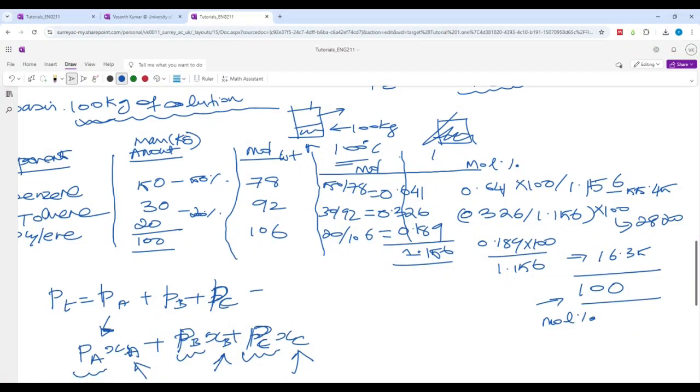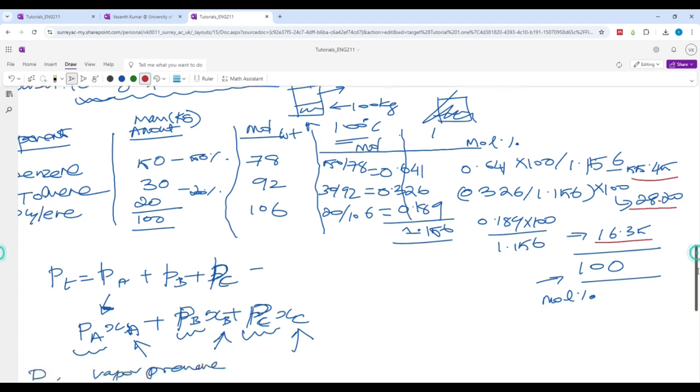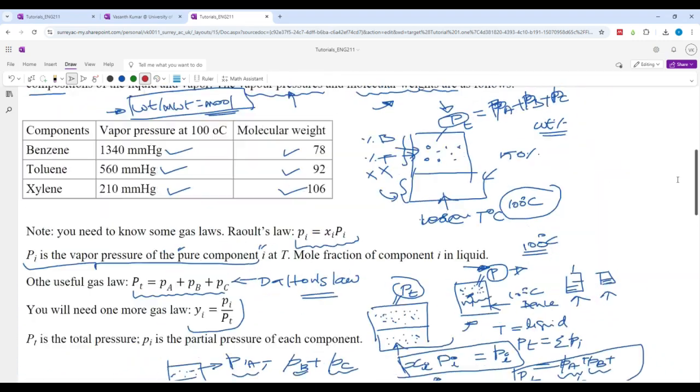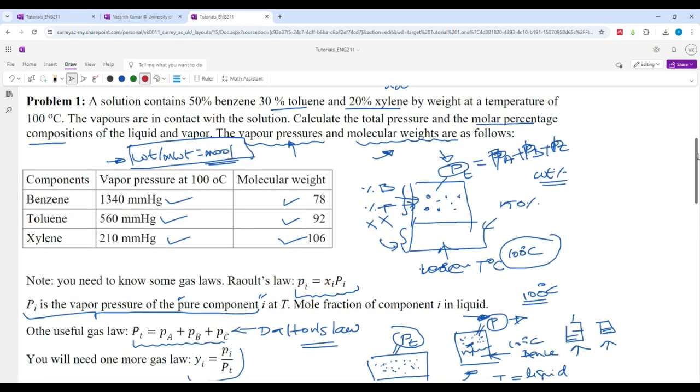Let me change the color so I can show you. You have here some numbers: 55.45, that's the mole percentage of benzene, and 28.20, that's the mole percentage of toluene, and 16.35, that's the mole percentage of xylene. From there we can get the mole fraction of each of these components. So we already have the vapor pressure from the table. If you go back to the question again, we have the vapor pressure in the table, so just multiply it.